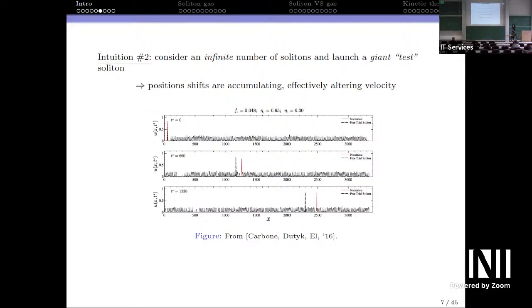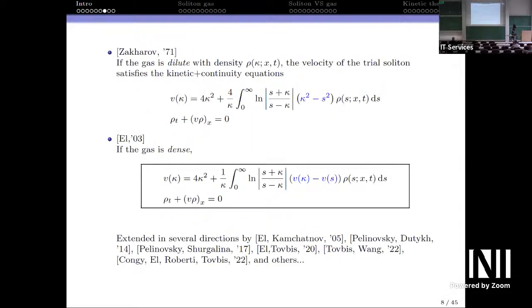From these two intuitions actually comes the idea of a soliton gas. It's an old idea. It comes from Zakharov from the 70s, where he had this intuition. Suppose that you have a dilute soliton gas, meaning you have all these little bumps, one next to the other, that extend to infinity, and you send a big soliton through them. Then the velocity of the soliton passing through this gas of little solitons should satisfy this equation. This is really just a formula to calculate the velocity. And what you have is 4 kappa squared, which is the velocity of the soliton as if it's in the vacuum. And then you have all of this accumulation of shifts that the soliton is accumulating from all the gas. Plus there is an extra condition to make sure that everything makes sense physically, which is this continuity equation for the density of the soliton gas.